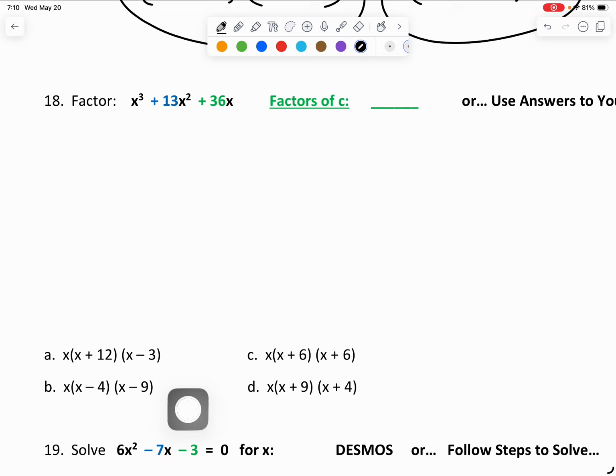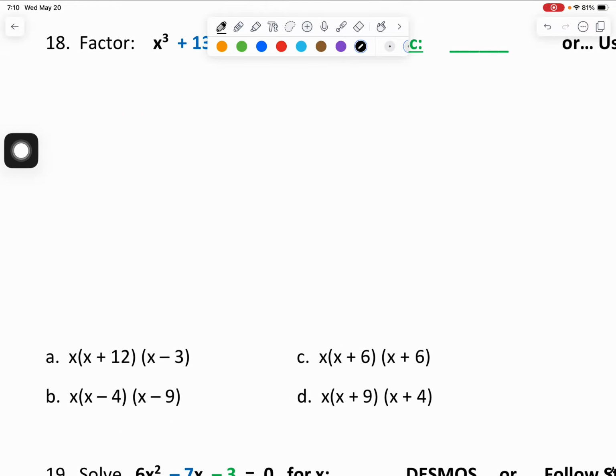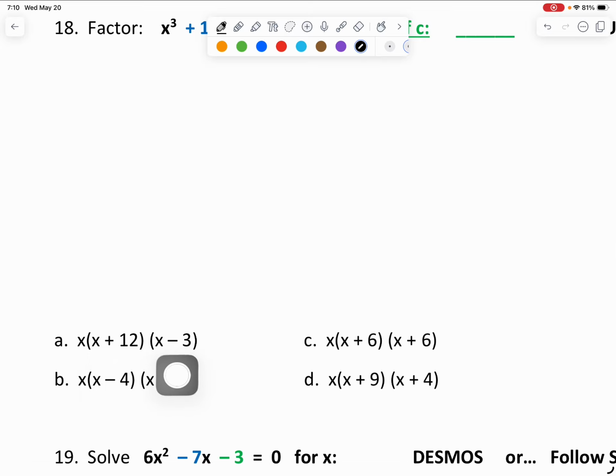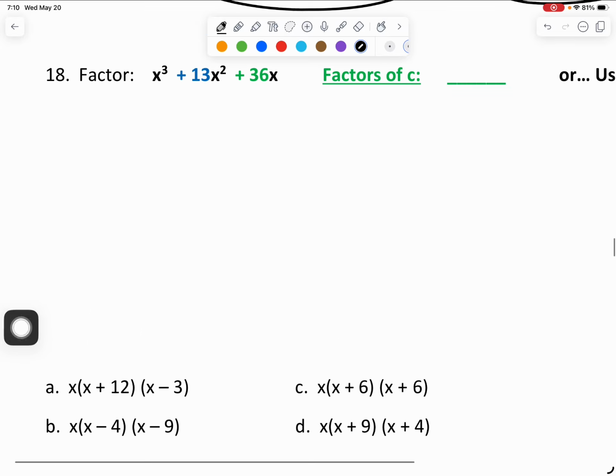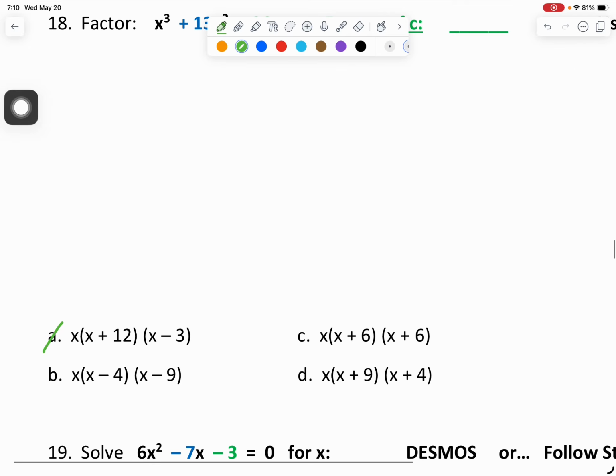And again, guys, this is a test-taking strategy. We need to find the two numbers that, when multiplied, give us a positive 36. And because a times c this time is positive, we want to add those together to get to 13. All right, so let's take a look. 12 times negative 3 is negative 36. So let's get rid of that one.